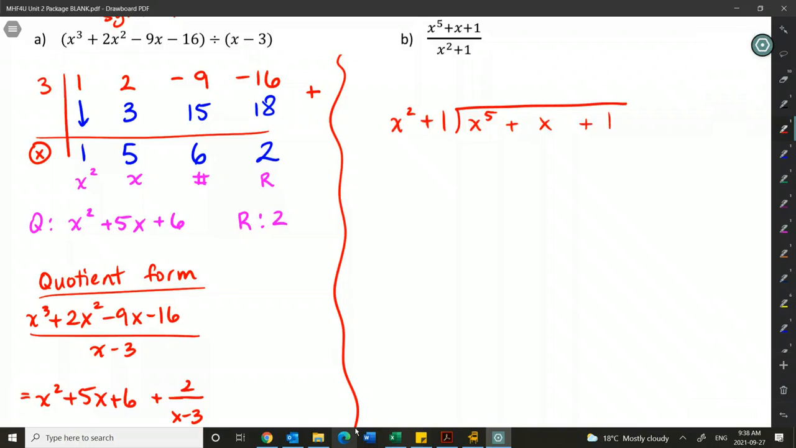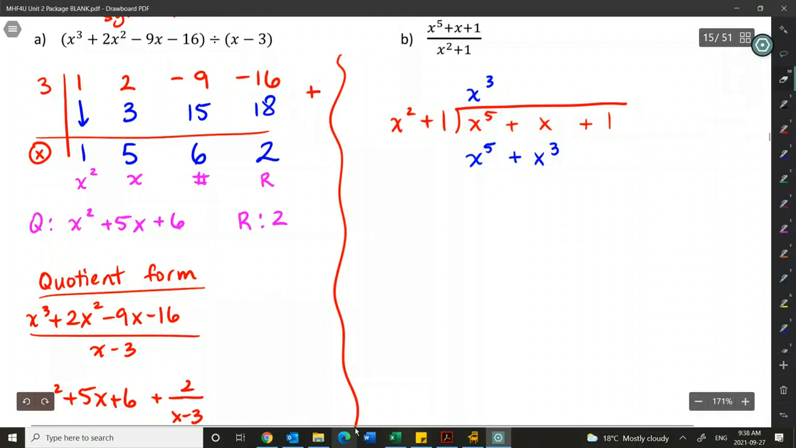Serena, do you want to do this one? Okay, so the first one I got was like x to the power of 3. Okay, so x cubed, that's the result of x to the 5 divided by x squared. Yeah, and then you just subtract that under, so you get x to the power of 5. And then x to the power of 3 times 1 is x to the power of 3.